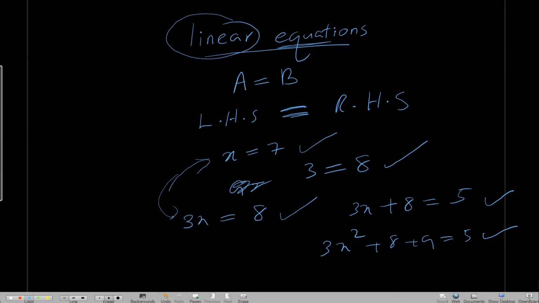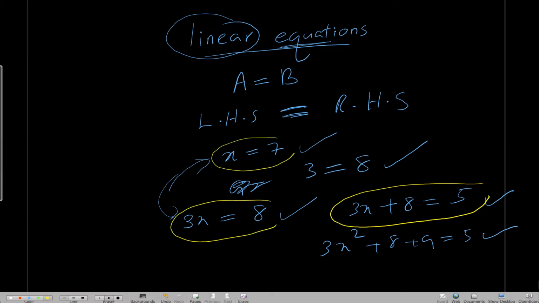All these examples previously, this is linear, this is linear, this is linear in one variable. For example, if we had 3x plus y equals 8, yes, this is linear, but now we have 2 variables, right? I think you get the idea.